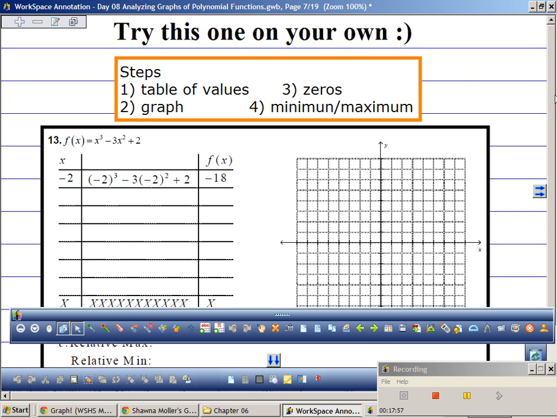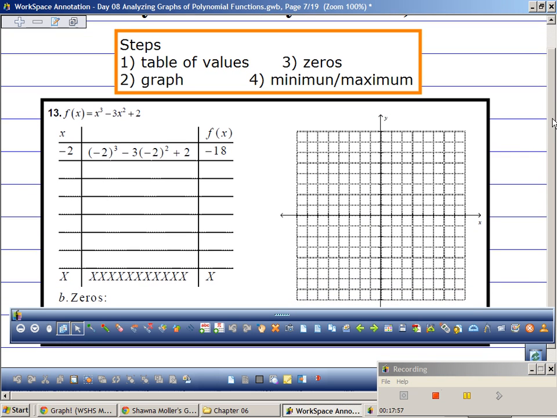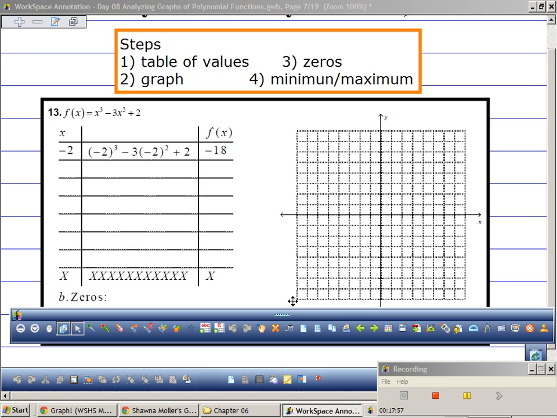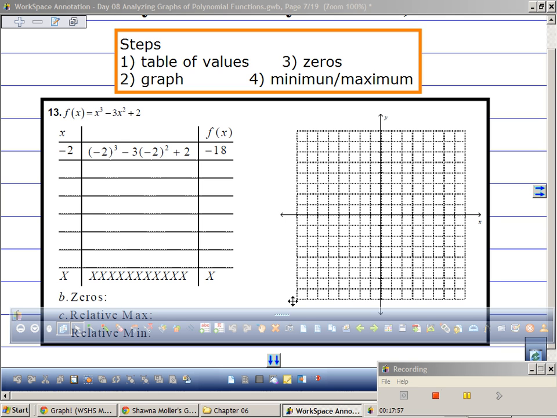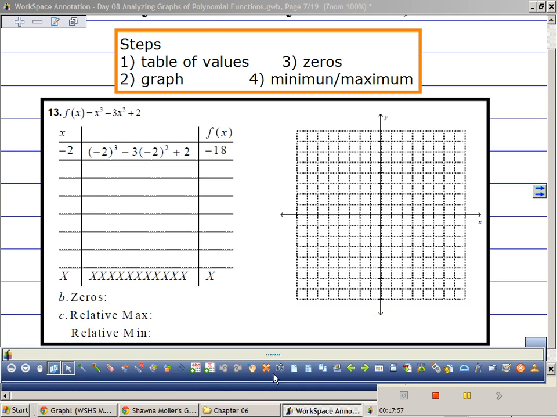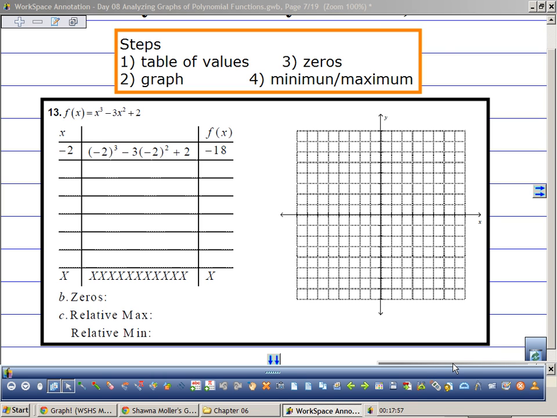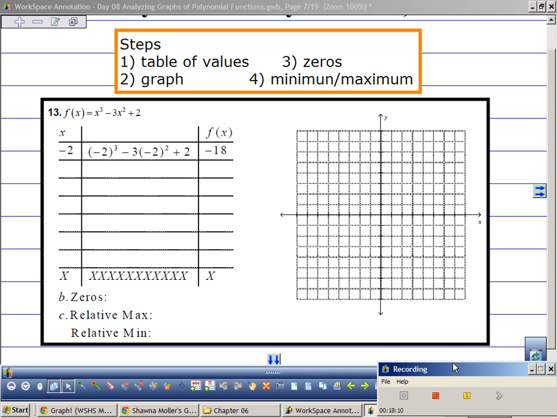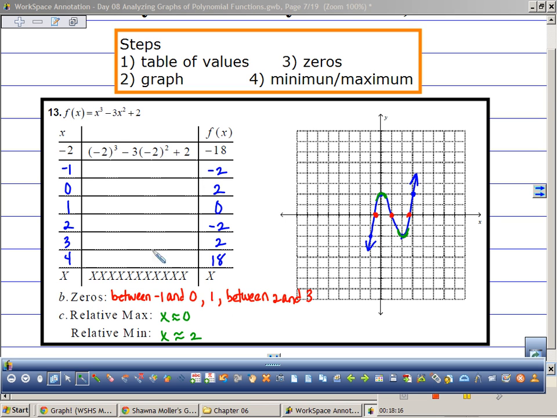Okay, so why don't you guys go ahead and try this one on your own now, and then, is it frozen? Sorry. Okay, so go ahead and try this one on your own, and then I'll go over the answers with you. For those of you that are done, just keep moving on. Go to your homework. The rest of these are your homework.